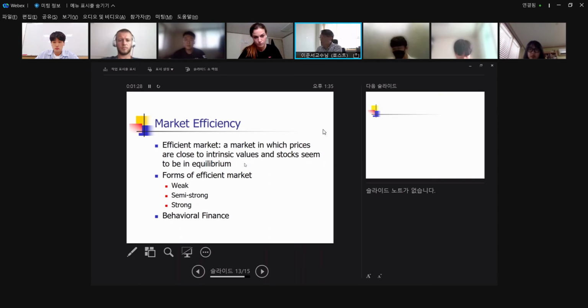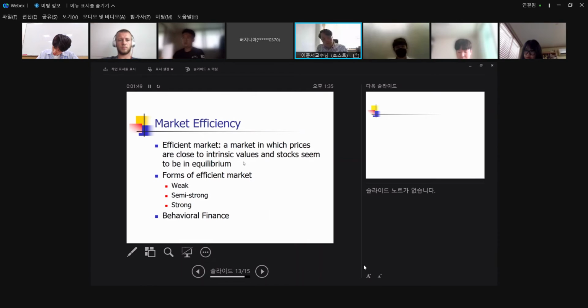Seem to be in equilibrium. I already explained what equilibrium is in finance, especially. So I already defined the equilibrium as there's no surplus of demand or supply, right?